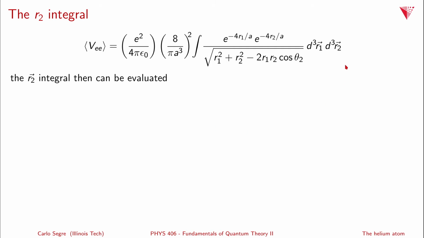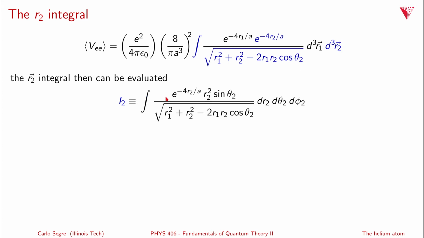We now can start to do the integral over r2. Well, that integral will exclude all the terms that have to do with r1 that aren't mixed with r2. So we can ignore this part here, e to the minus 4 r1 over a. We can ignore the d cubed r1. And we just have an integral that has these 3 terms, e to the minus 4 r2 over a, divided by the square root of r1 squared plus r2 squared minus 2 r1 r2 cosine theta 2, d cubed r2.